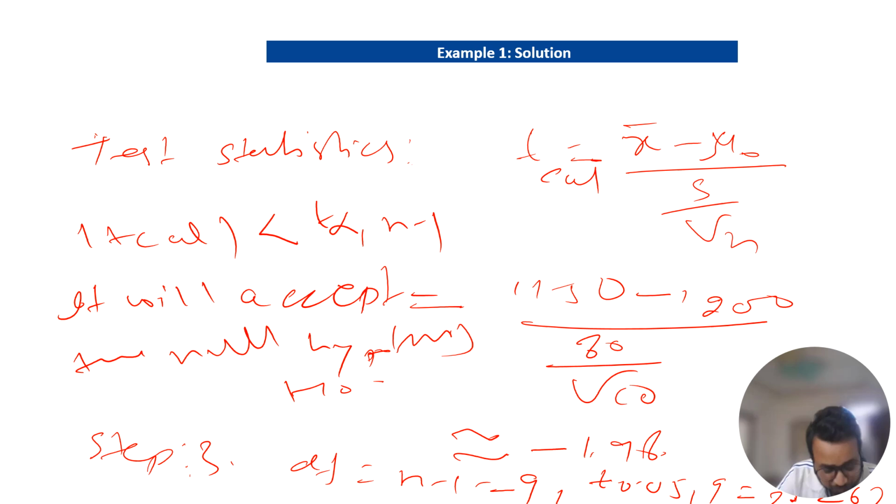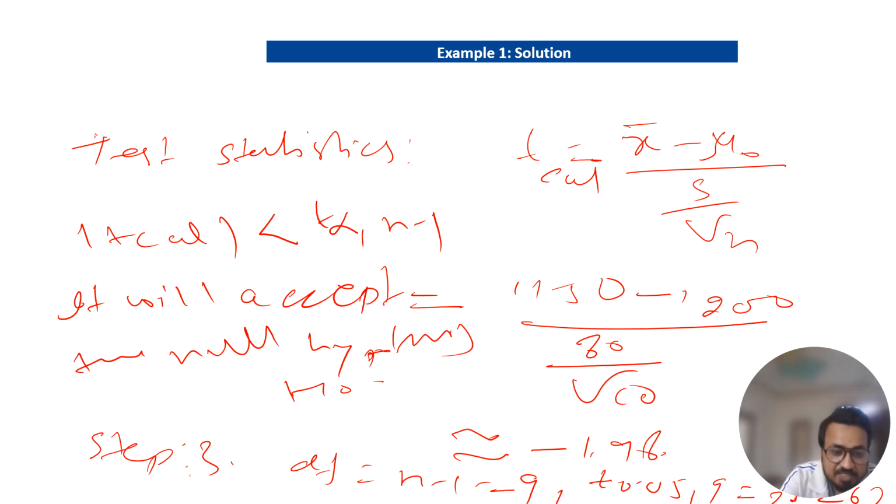What things have we done in this problem? First we determine the hypothesis testing, then we find the test statistic, that is the T calculated value, then we take the value from the critical value T alpha comma n minus 1, that is T 0.05. This is nothing but 2.262, and we can see that the T calculated value is strictly less than T alpha, n minus 1. That's why it will accept the null hypothesis. That means no significant difference from the claimed mean. Okay. So this is all about the first problem.